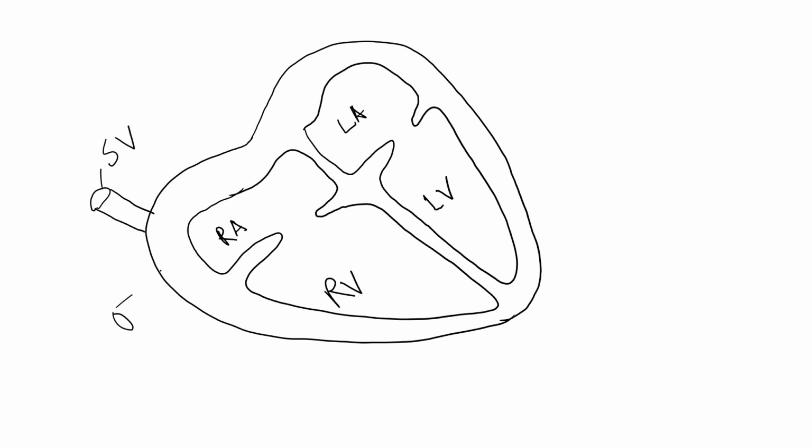This is the other one. This is the right auricle, right ventricle, left auricle, left ventricle. Here we have the superior vena cava, the SV, and here we have the inferior vena cava, that is the IV. Next, you can mention it in this way: this is the tricuspid valve.